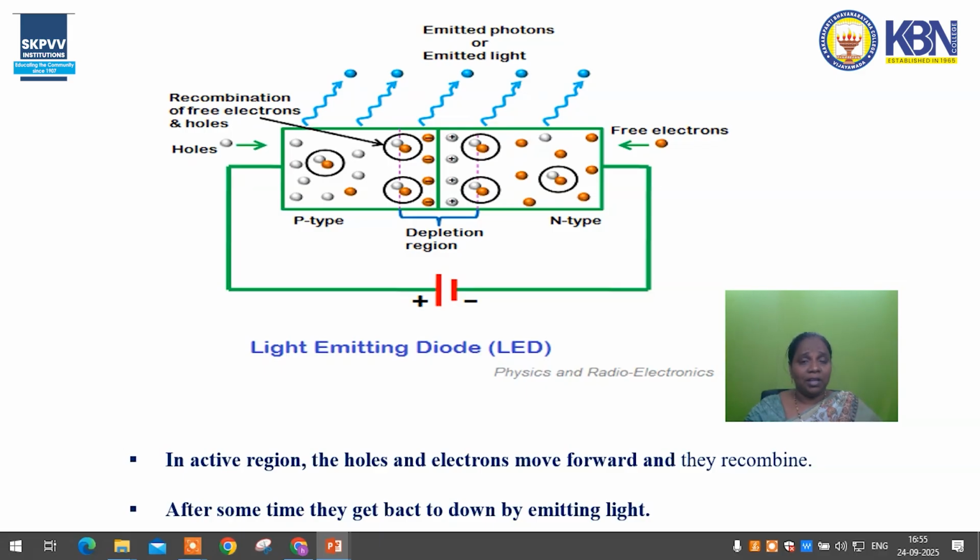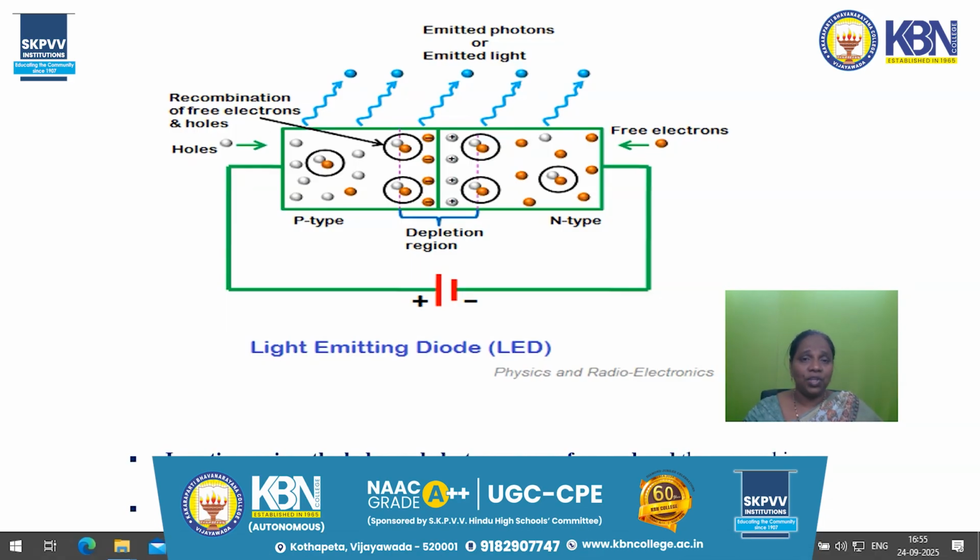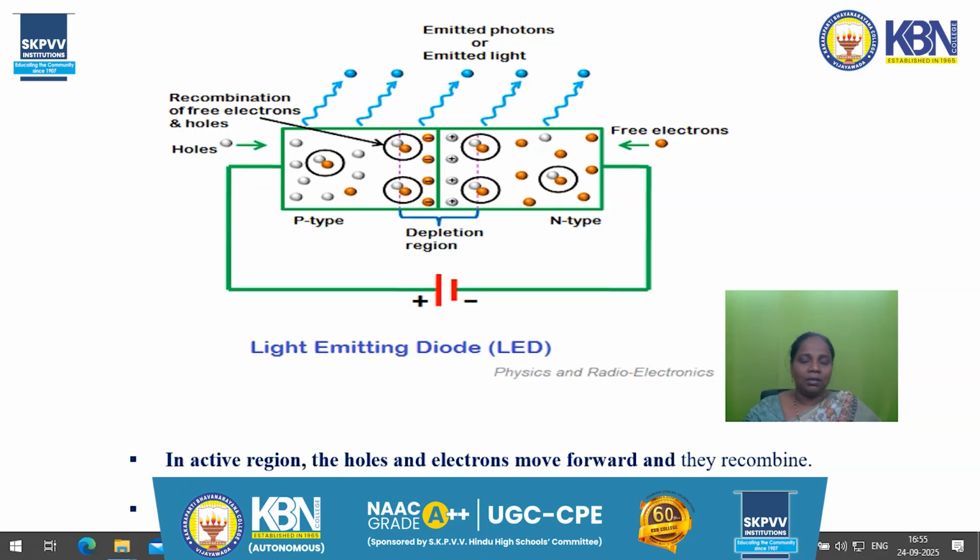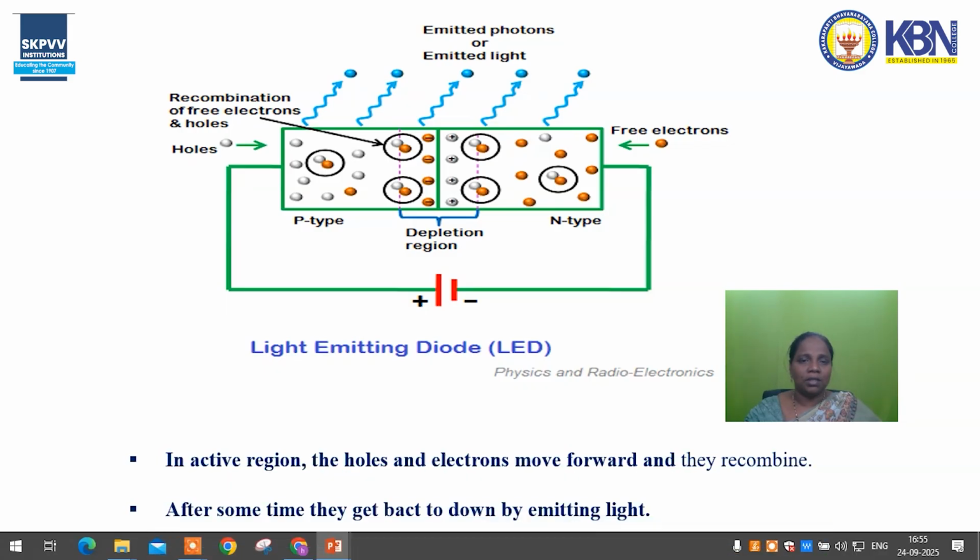While giving energy from the source, the electrons move from the n region to the active region, and the holes move from the p region to the active region. In that region they recombine. Electrons are high energy particles and holes are low energy particles. The external energy is released from the electron in the form of light. That is the process of emission of light in an LED.